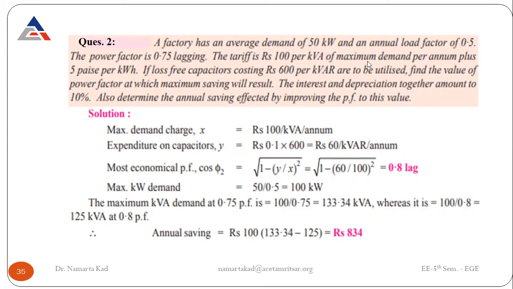Okay, one is the maximum demand plus 5 paise per kilowatt hour. Okay, how is the tariff scheme given? It is given in the form of maximum demand plus energy. No constant part is given here.